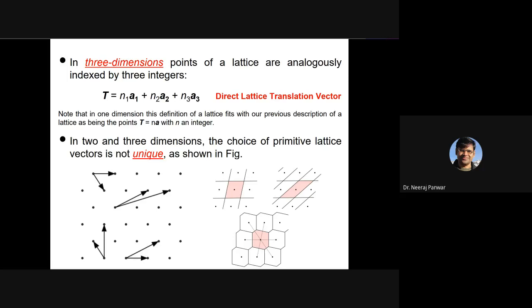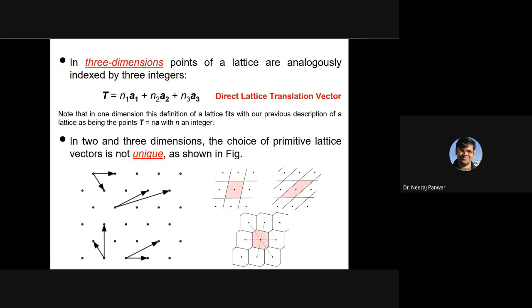Sorry for the interruption. So in 1 dimension, this definition of a lattice fits with our description of a lattice as being points T equal to NA, because we are talking about a 1 dimension lattice. Any lattice point in 1 dimension can be reached by this translation vector, which is an integer multiple of this basis vector A.